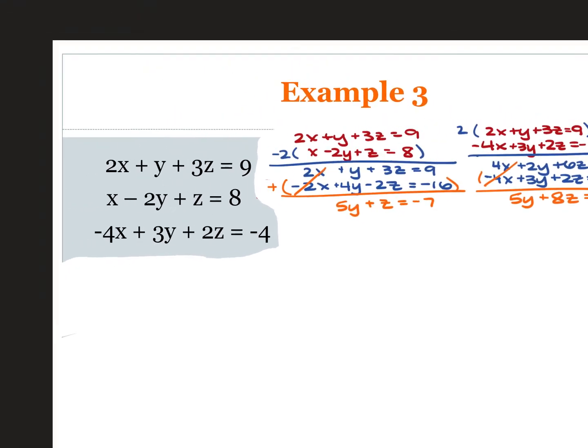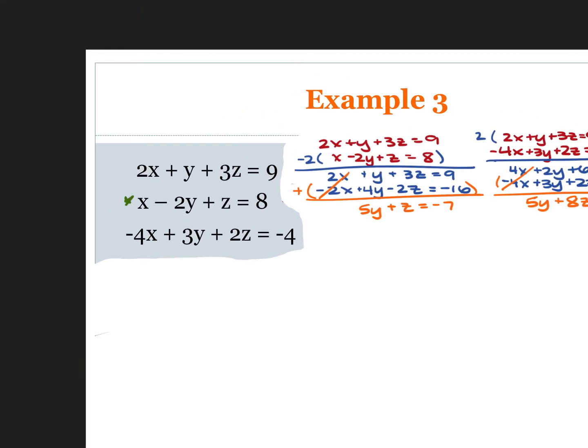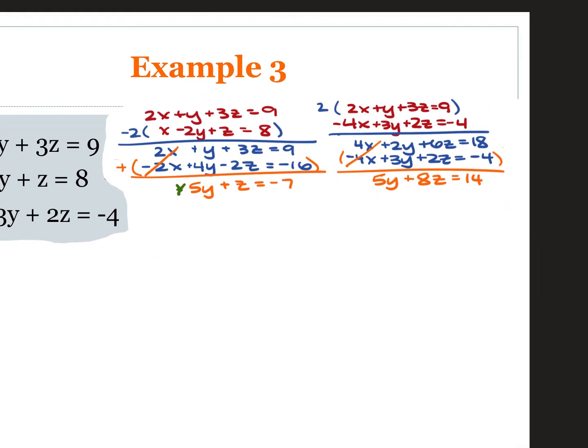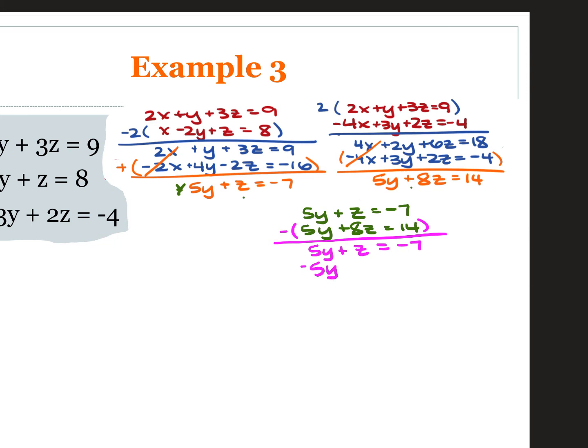So I'm going to choose that middle equation. I'm also going to choose the 5y plus z is equal to negative 7. And then I'm going to also solve for z using these two equations that I have that are just y and z. So I have 5y plus z is equal to negative 7, and 5y plus 8z is equal to 14. I'm going to distribute a negative into the bottom here. So we have 5y plus z is equal to negative 7, and negative 5y minus 8z is equal to negative 14.